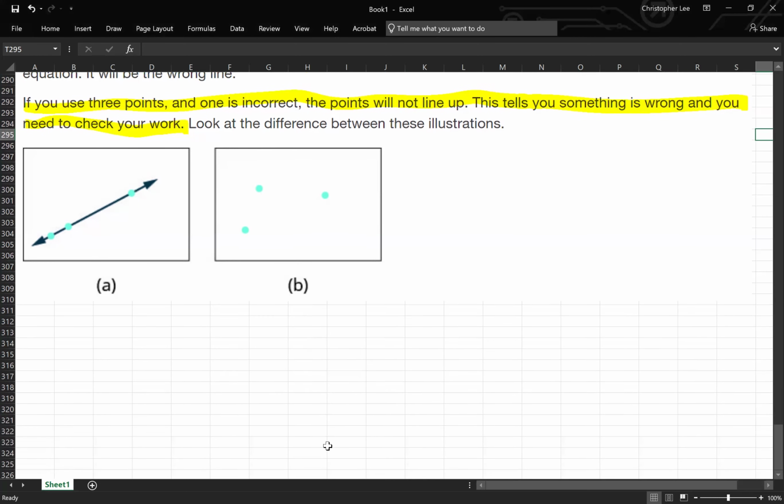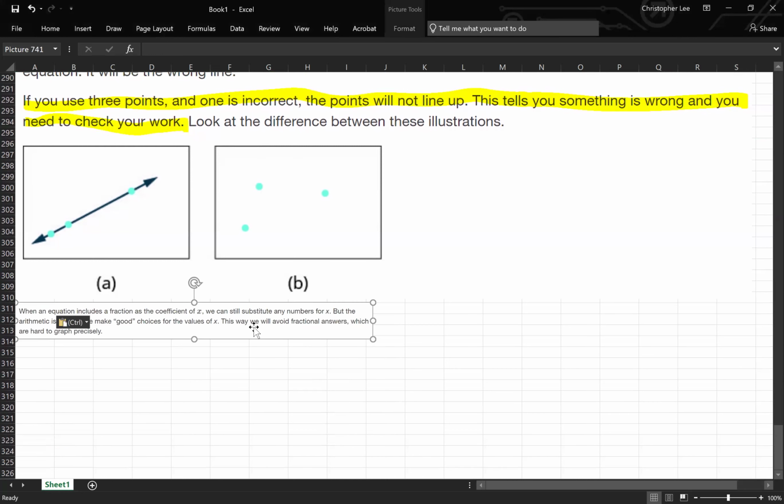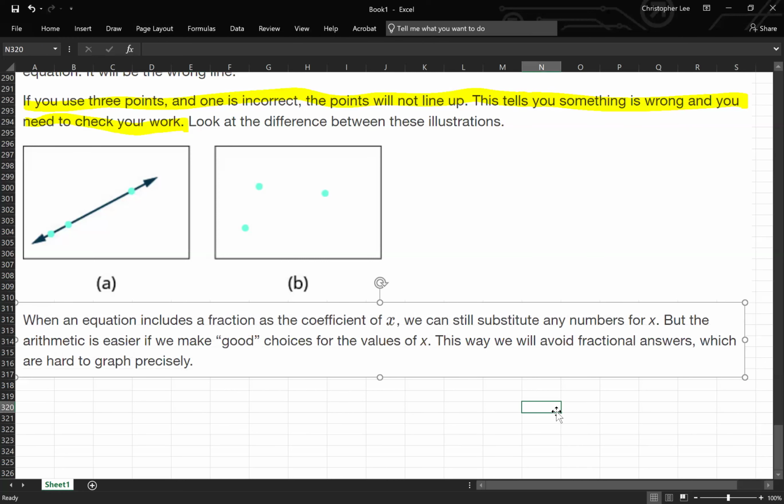Just want to make a special note real quick. So when an equation includes a fraction as the coefficient of x, we can still substitute any number in for x, but arithmetic is easier if we make good choices for the value of x. This way, we will avoid fractional answers which are hard to graph precisely.